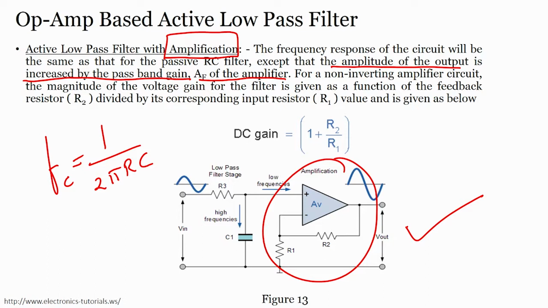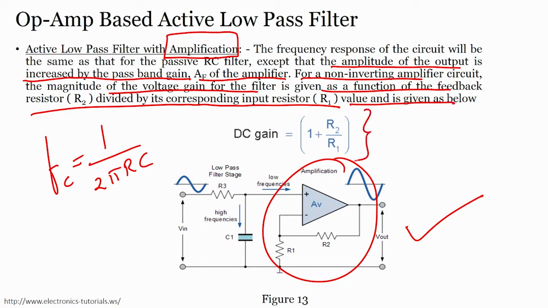If you want to see V out, then only for a non-inverting amplifier it will be like that. For a non-inverting amplification circuit, the magnitude of the voltage gain of the filter is given as a function of the feedback resistor R2 divided by its corresponding resistor R1 value. This is the DC gain of this particular non-inverting amplifier. I have said this hundreds of times, what is the DC gain of a non-inverting amplifier, what is the gain of an inverting amplifier, right. So, you should now remember this formula by heart, alright.